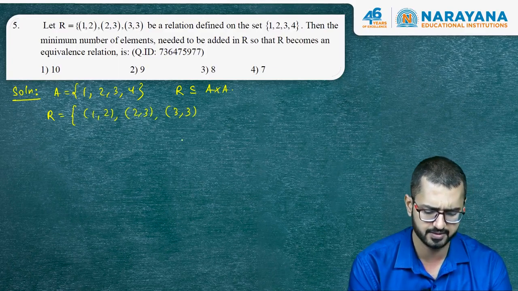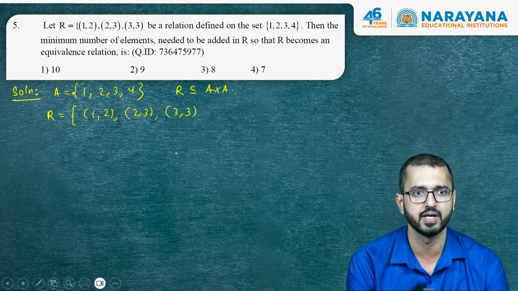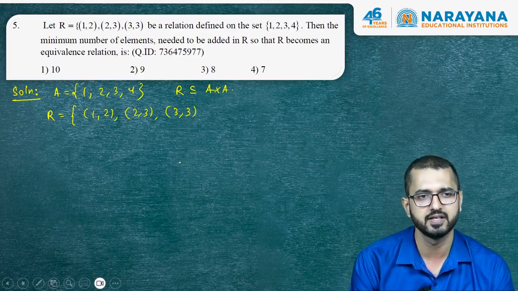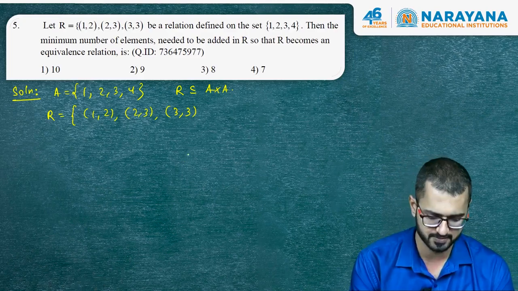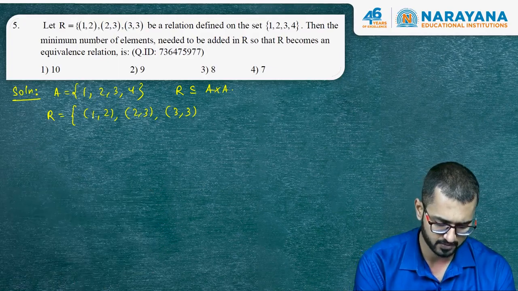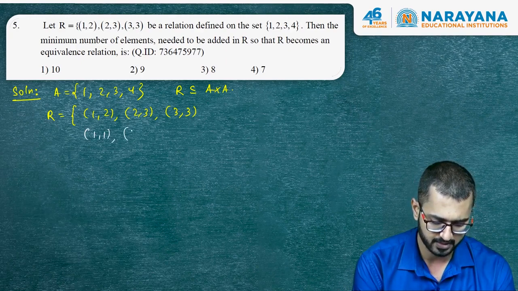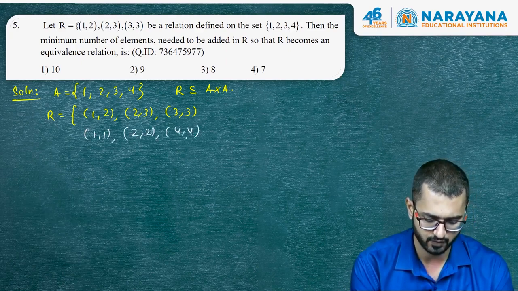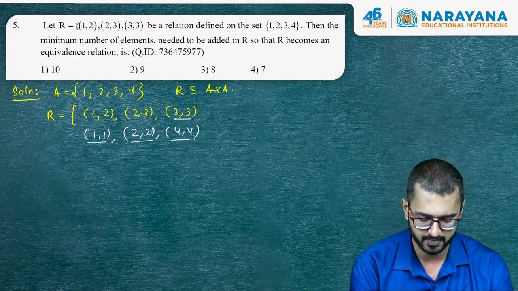So we have to add a minimum number of elements to make it an equivalence relation. So now to make it an equivalence relation, we need to make it reflexive and symmetric first. So let's see how we can make it reflexive. So for reflexive, all the elements must be here like (1,1), (2,2). So we'll add all those elements. So I'll add (1,1), and I need to add (2,2). (3,3) is already there, so no need to add. We'll write (4,4).